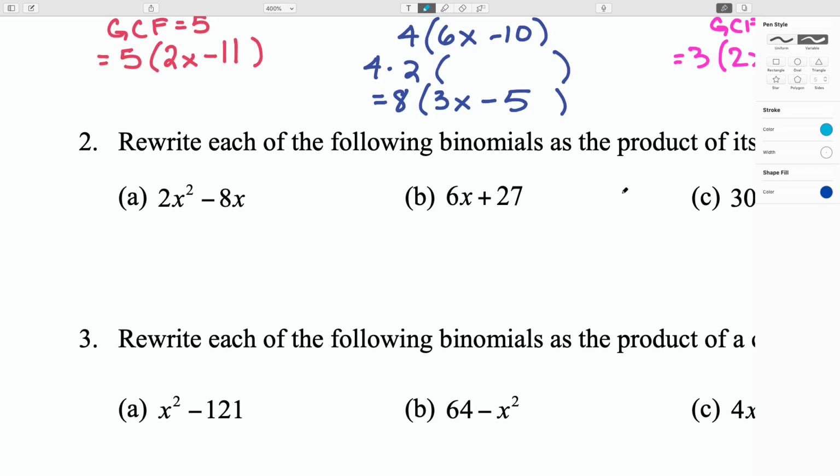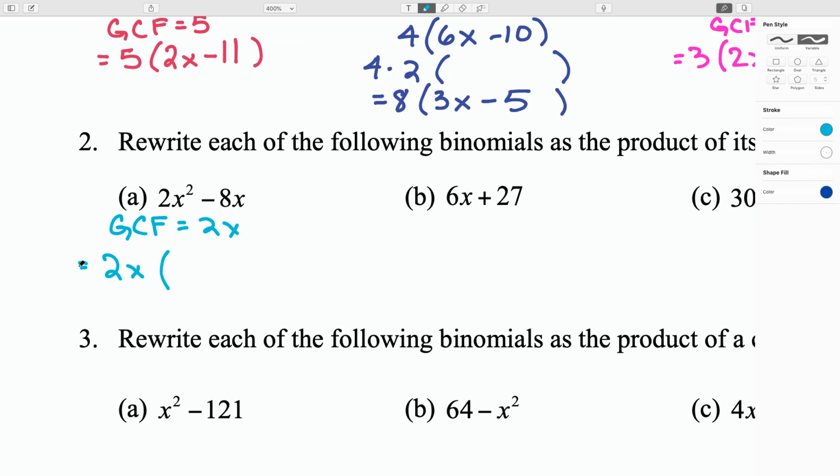So what could go into 2 and 8? 2. What can go into x squared and x? X. So this GCF is 2x. And that's what we put outside. And now you think, what can we multiply 2x by to get 2x squared minus 8x? So 2x squared just has an extra x compared to 2x. We're multiplying by one more x.